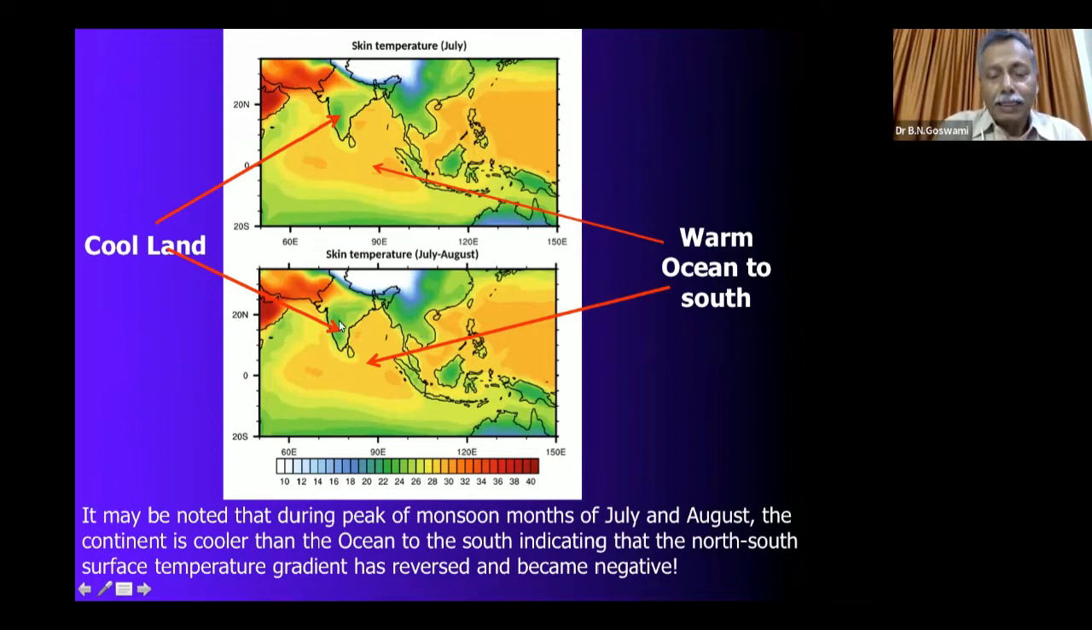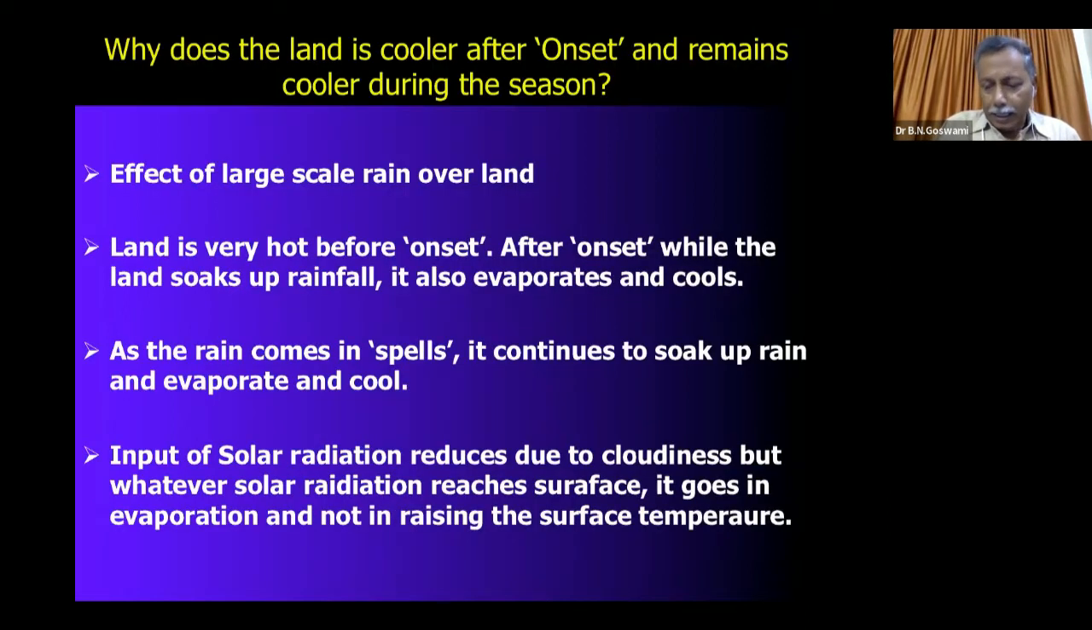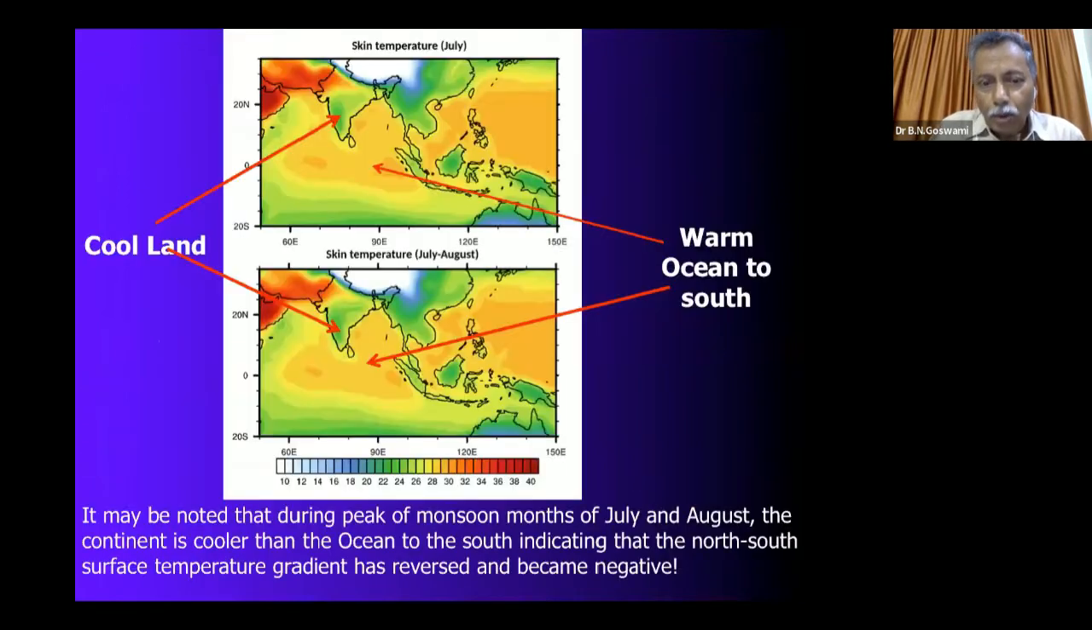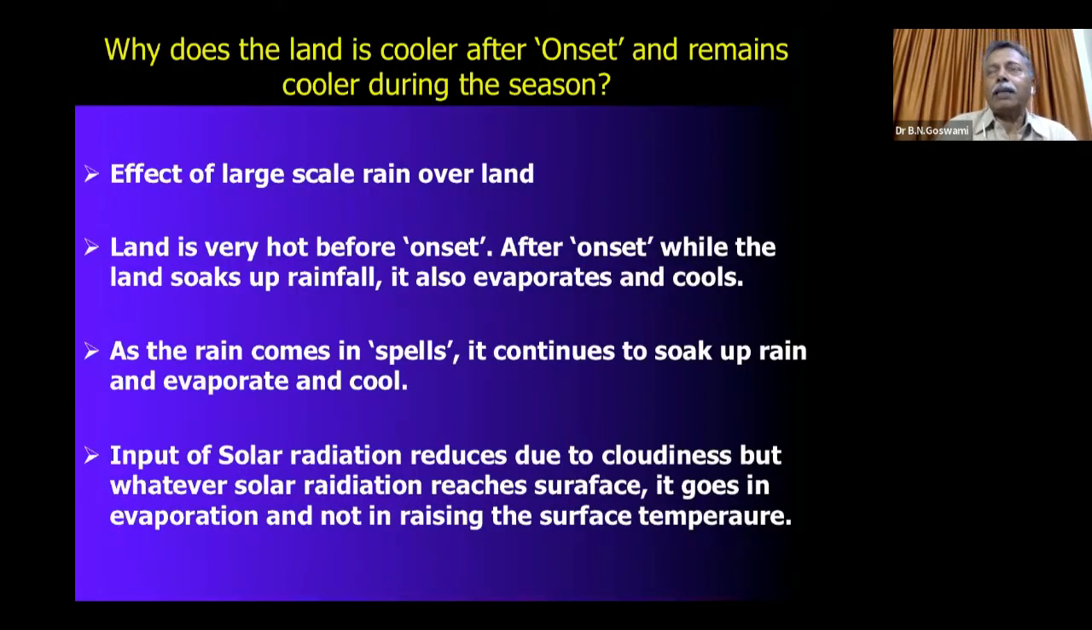So what happens is, therefore, this land-ocean contrast is not maintained during the monsoon. Then how can the monsoon wind sustain? So therefore, that theory, the surface temperature gradient theory, cannot sustain the monsoon during the monsoon season. And the other thing is that the vertical structure it cannot explain. So why does it rain, actually? Why does the land cool?